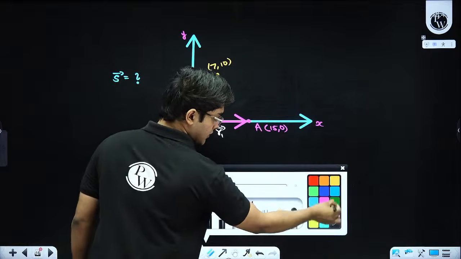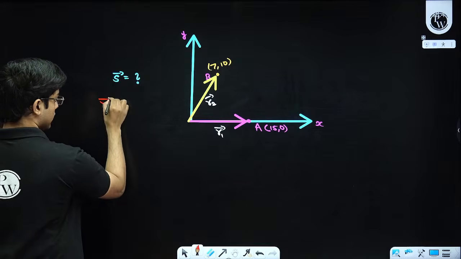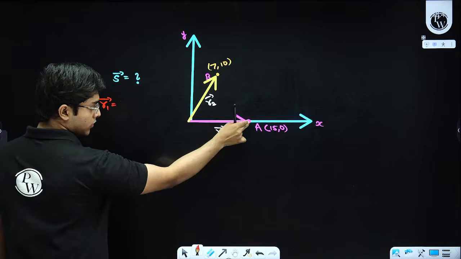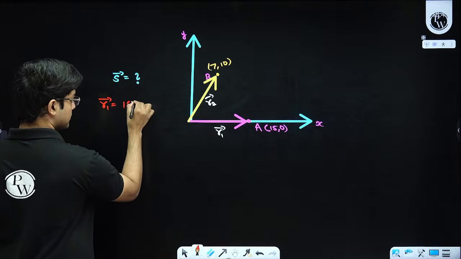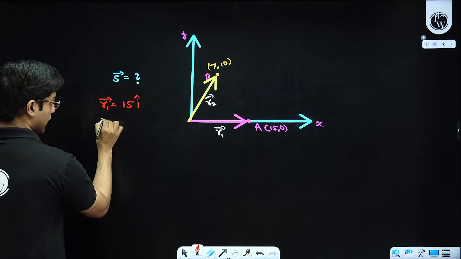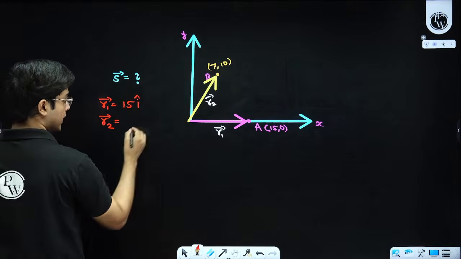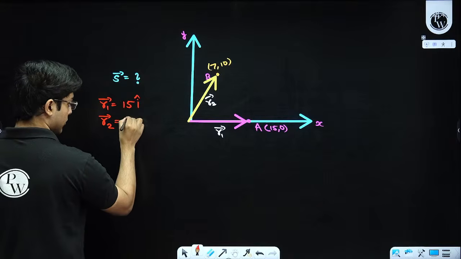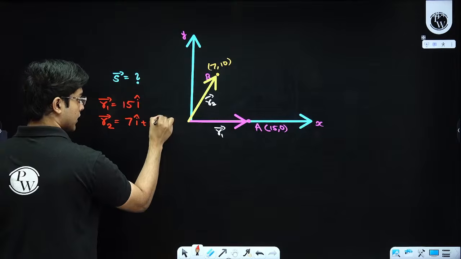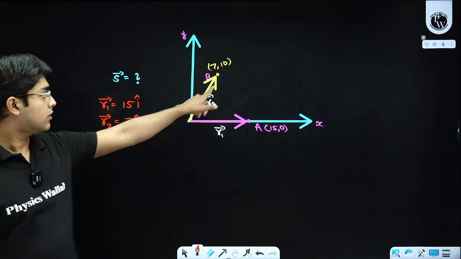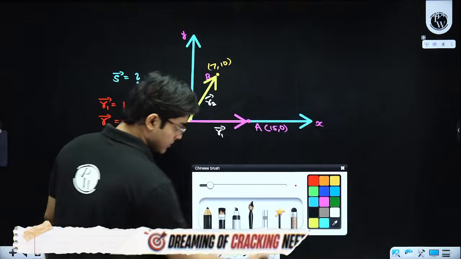So we can write these two one by one. So R1 vector will be, it only has an x component, right? 15. So it will be 15 I cap. What about R2 vector? R2 vector has two components, 7 comma 10. So it will be 7 I cap plus 10 j cap. This is the position vector of B.